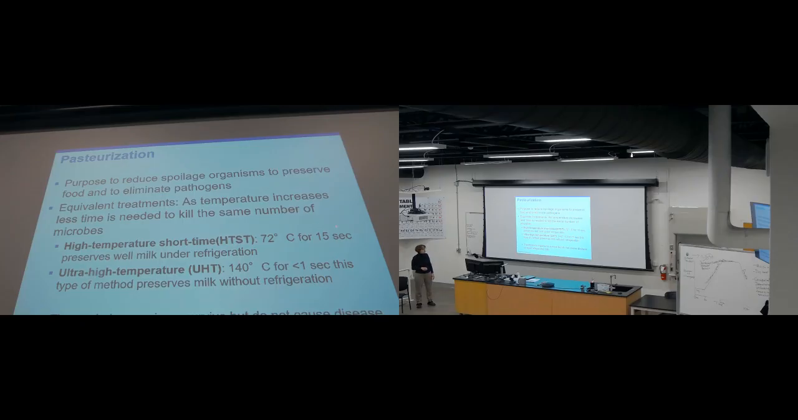So your decimal reduction time in this case is reduced to 14 seconds. And your thermal death point has increased almost twice here. The advantage of UHT is that it preserves fluids without refrigeration.